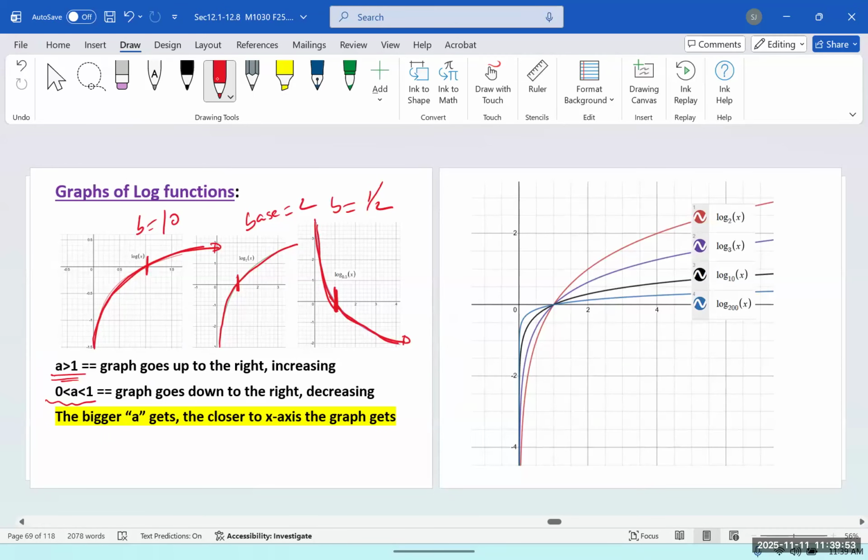Here we have more details, 4 of them. The red one is log base 2. The next one is log base 3. The next one is log base 10. And the last one is log base 200 of x. See, the bigger the base is getting, the closer and closer it's getting toward the x-axis. But without any transformation, they will always go through the x value 1. Always.